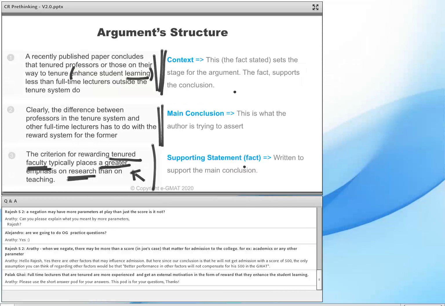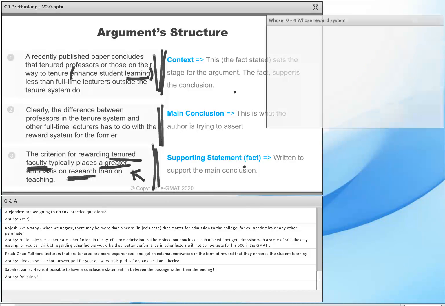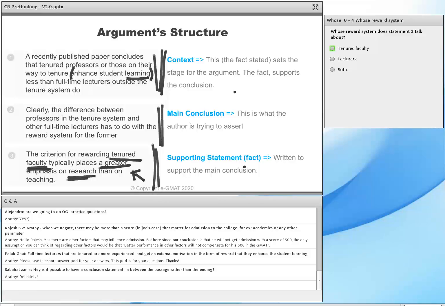I want to talk about statement number 3 over here, and I want to ask this one question: whose reward system does statement 3 talk about? And I want to be very, very clear. Is it just the tenured faculty? Is it just lecturers, or is it both? Whose reward system does statement 3, this statement over here, talk about?